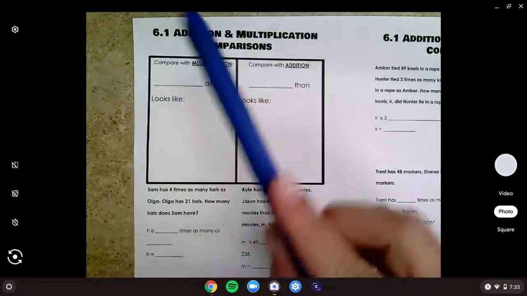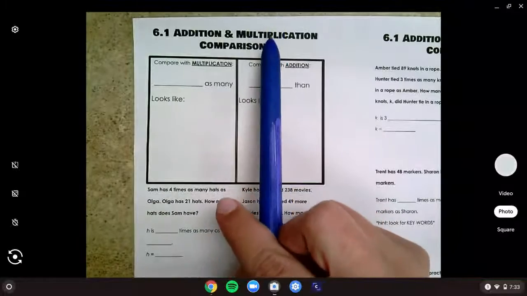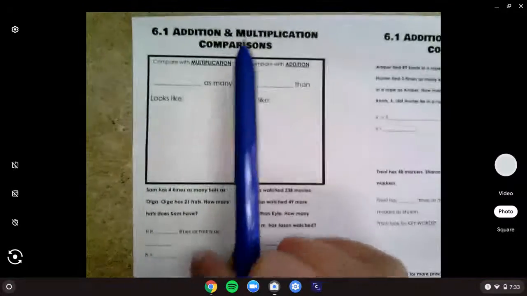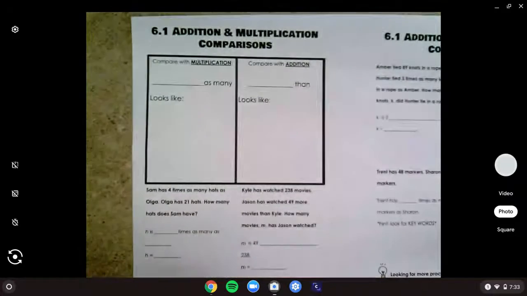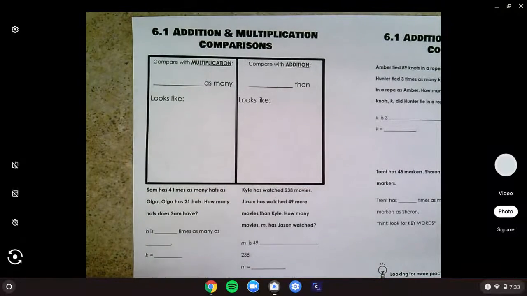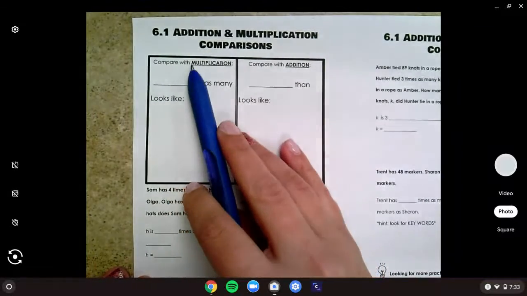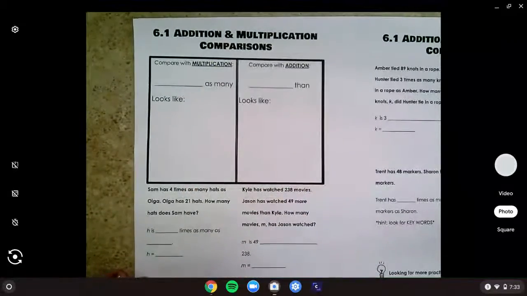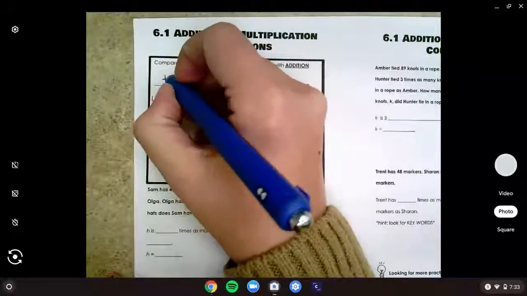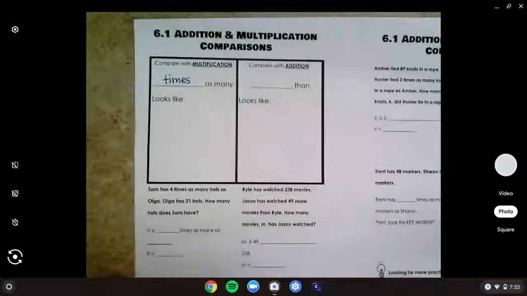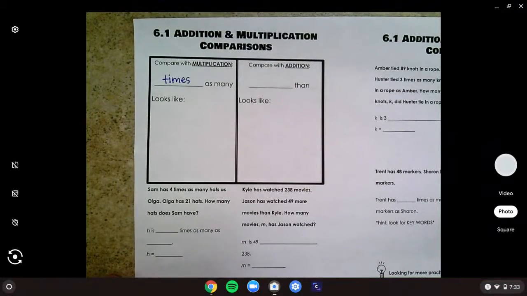We're going to talk specifically about addition and multiplication comparisons. Sometimes they're going to be addition ones, and sometimes they're going to be multiplication ones today. So let's look at how we can tell the difference. Let's start with multiplication. When we're going to compare with multiplication, we're looking for phrases that say times as many. Like she has 3 times as many cookies as him.